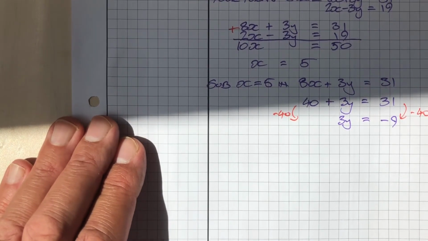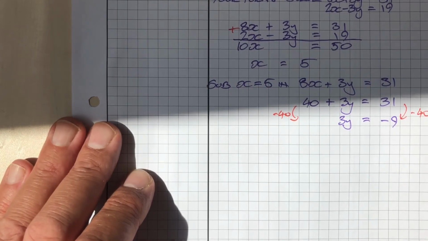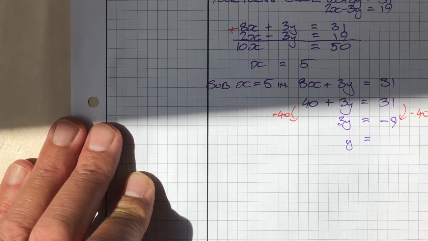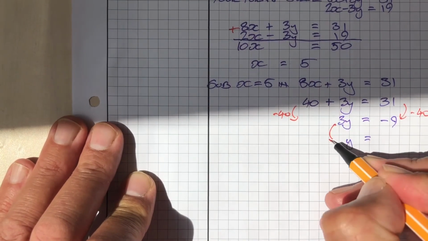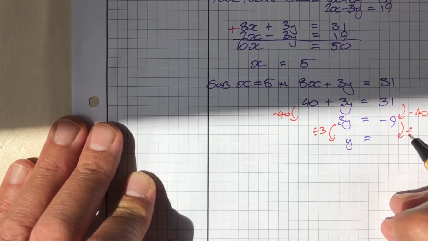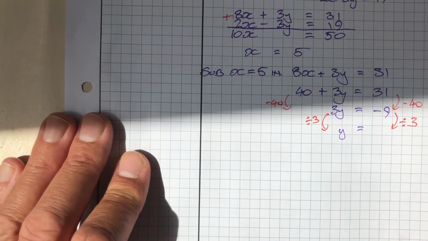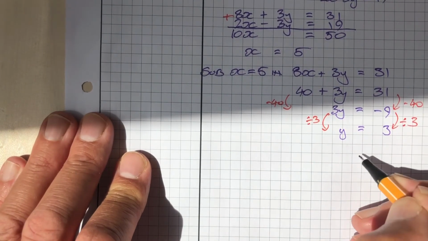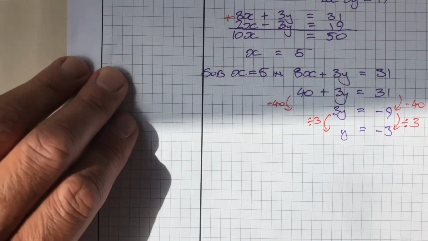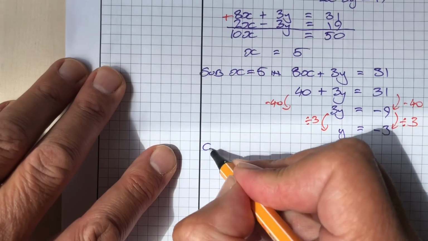My number times by 3 is negative 9. I don't want it multiplied by 3. Get rid of the times by 3 by dividing by 3. Negative 9 divided by 3. Well, 9 divided by 3 is 3. Negative divided by positive is negative. So I've got my two answers. X is 5, y is negative 3. I want to check that I'm right.